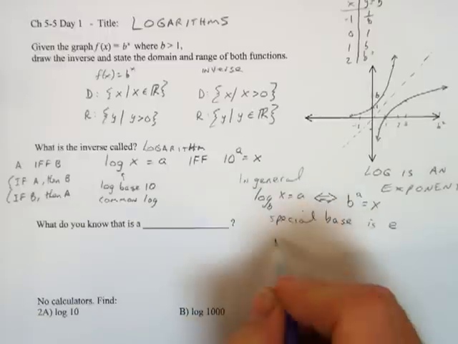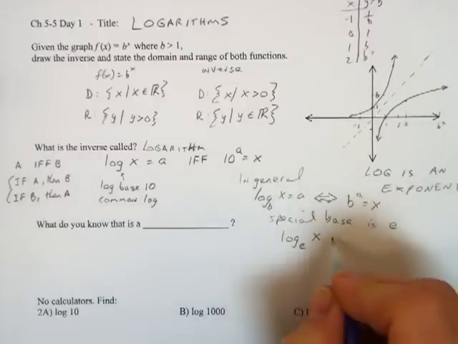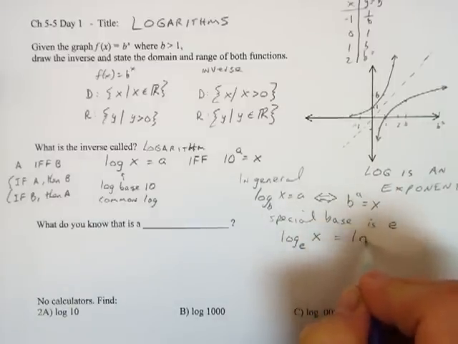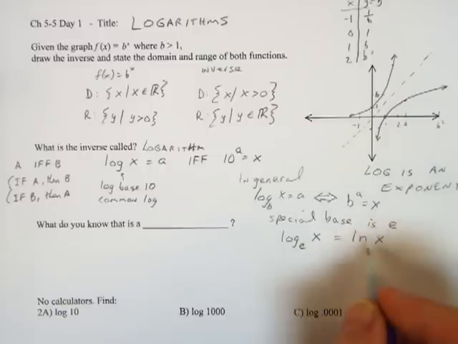So what we get on there is log base e of x, and this is the same thing as writing natural log. That's what ln means. It's French, and it stands for, if I actually had a French accent, log naturel.